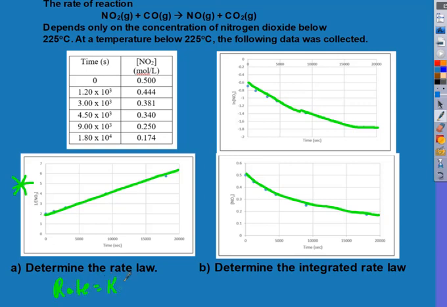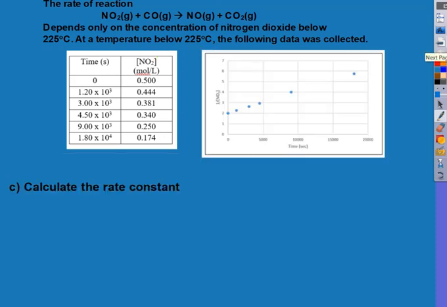So rate equals k[NO2] to the second. Since it's second order, the integrated rate law would be 1 over [NO2] equals negative kt plus 1 over initial. All right, now you should be able to solve the rest of these. Go ahead and try solving C, restart when you have C.